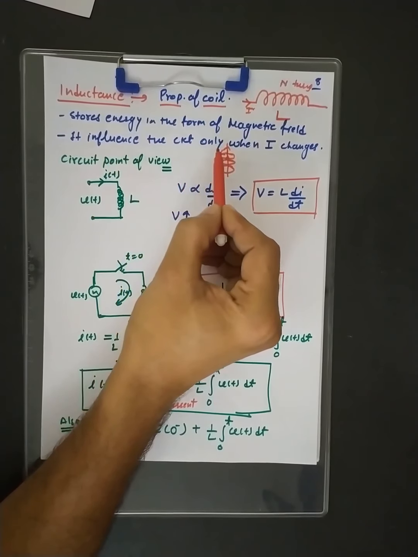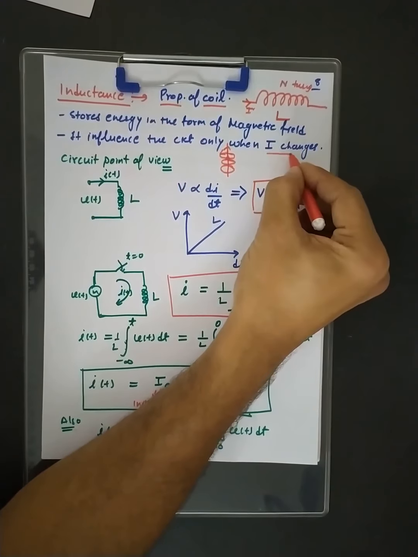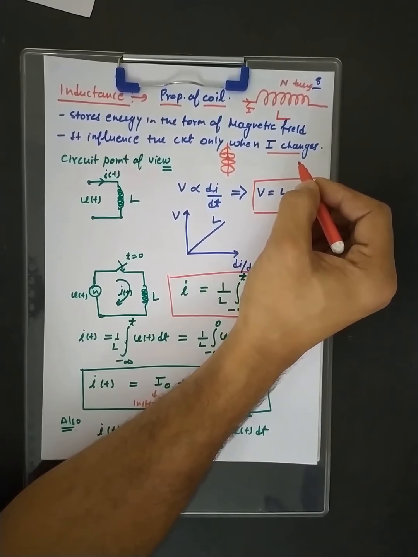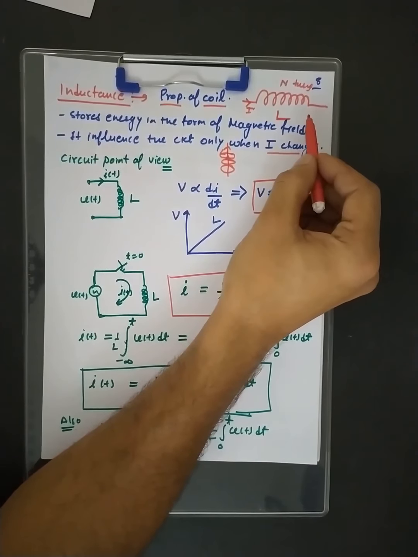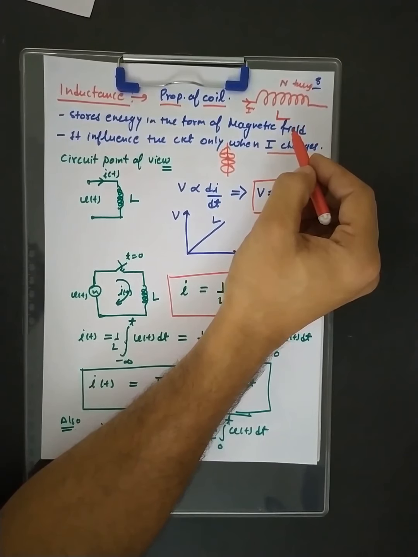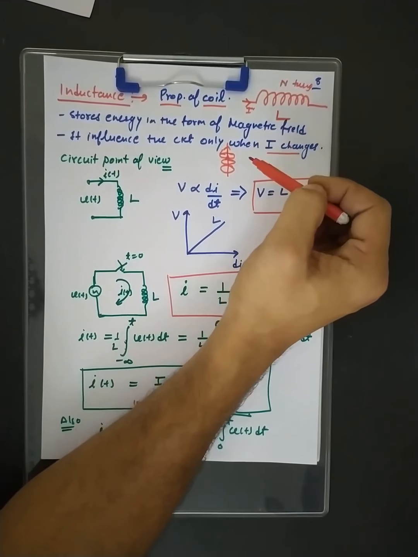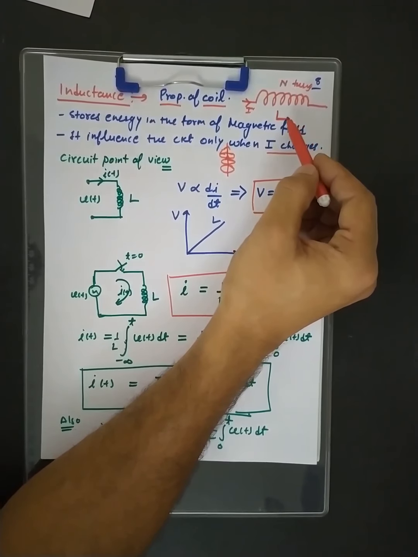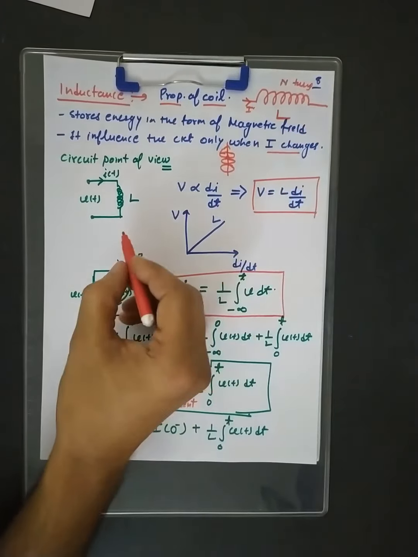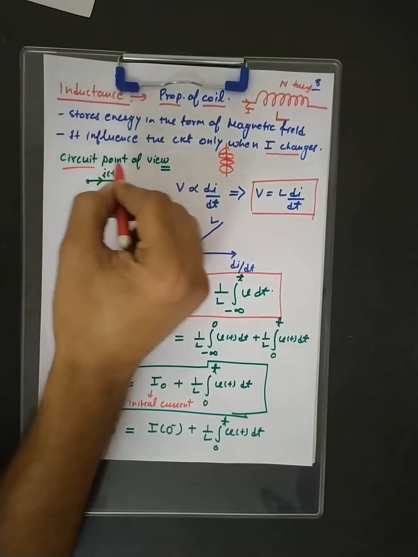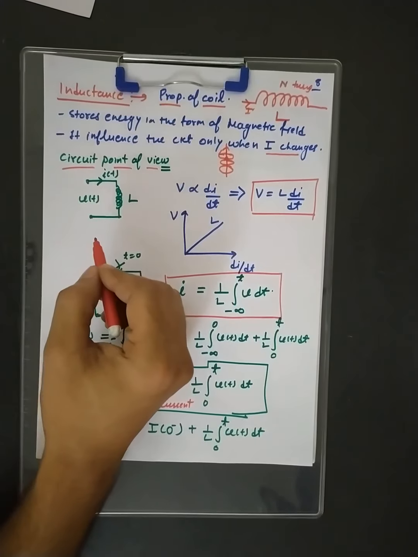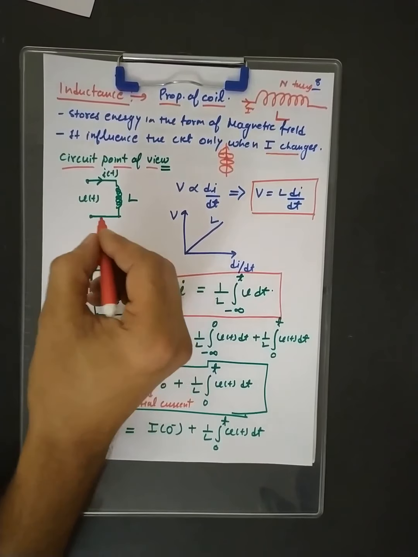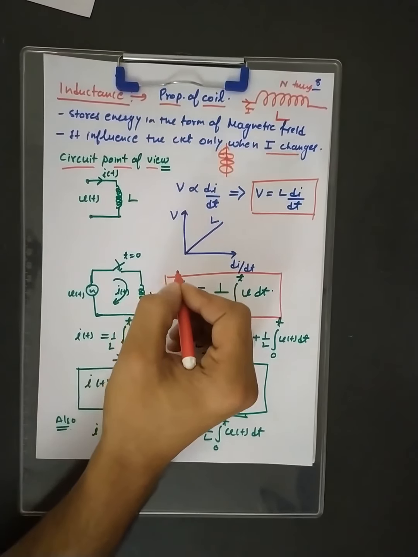So it stores energy in the magnetic field. It influences the circuit only when I changes. Okay, it does not allow the instantaneous change of current through it. Whenever we connect a coil in a circuit, we cannot change the current instantaneously due to this flux linkage, right? Faraday's law comes in here, and you know very well what Faraday says. Now, from the circuit point of view, because we are going to study various circuits which include inductance, it is very important to understand the circuit point of view of an inductor.